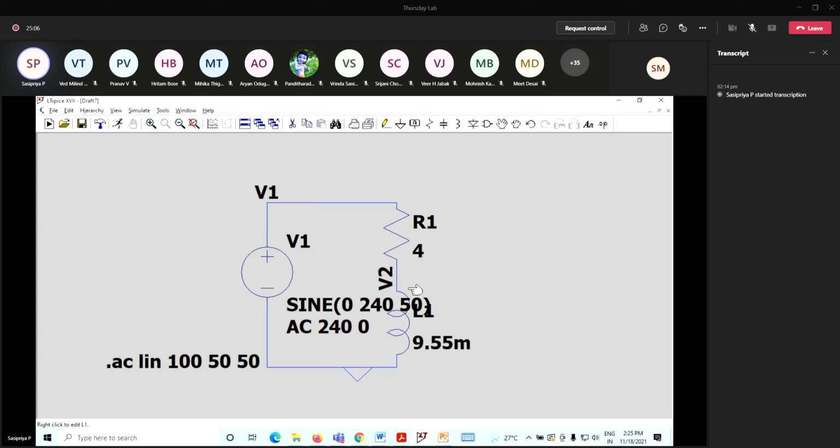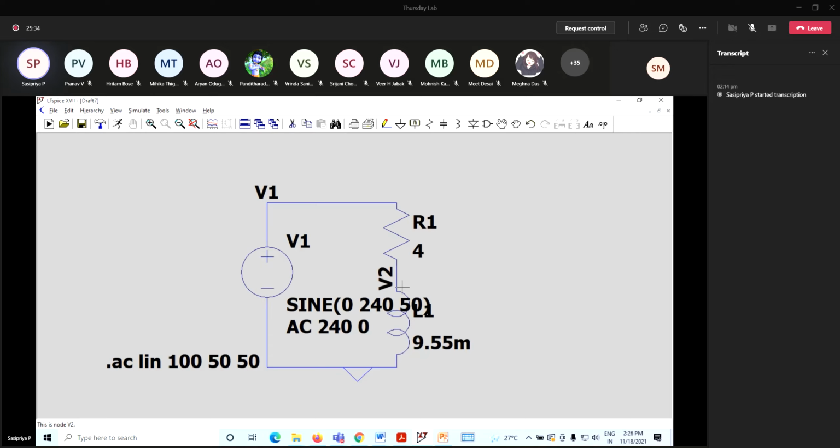V2 is the voltage across the inductor because V2 is nothing but voltage at this node with respect to ground. Always voltage is between two terminals, right? So the second terminal generally is considered as a ground node. So now V2 is the voltage at this node with respect to ground. V1 is the source voltage. V2 is the inductor voltage.